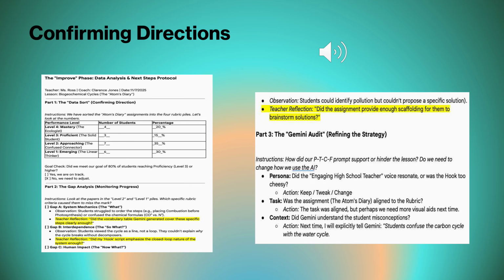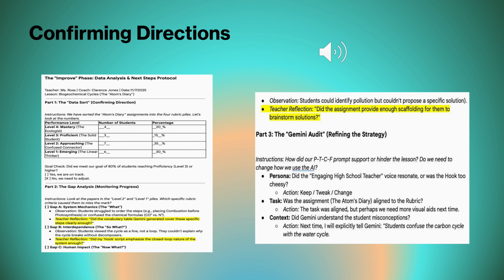And then finally, the Gemini editing, auditing, refining the strategy. How did our PTCF prompt support, hinder, or help our lesson? Do we need to change how we use AI? Some questions that you posed for persona: did the engaging high school teacher voice resonate, or was the hook too cheesy? One thing I suggest to you is that you might need to tweak it up a little bit. The task was the assignment, the Adams diary, aligned to the rubric.